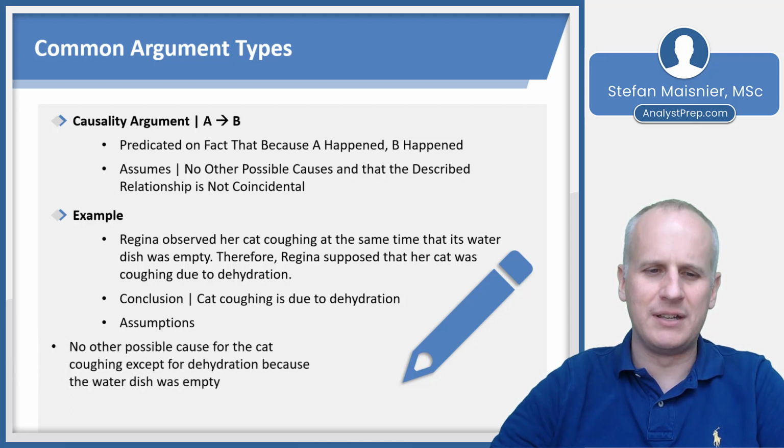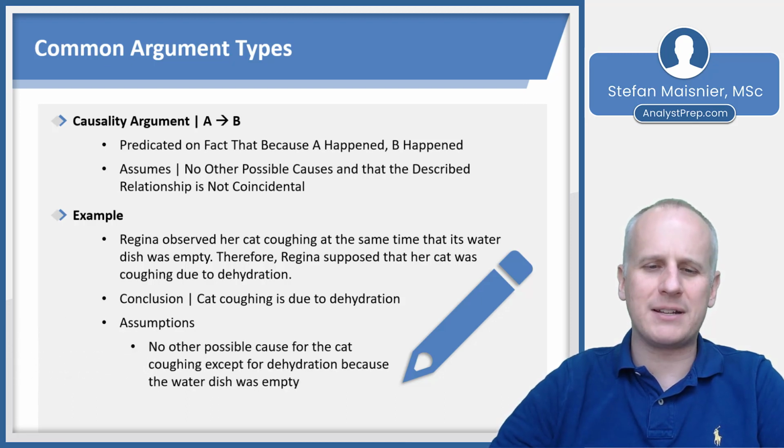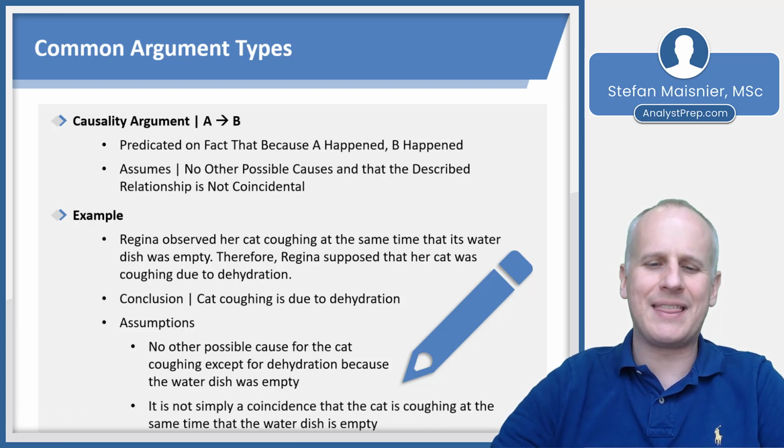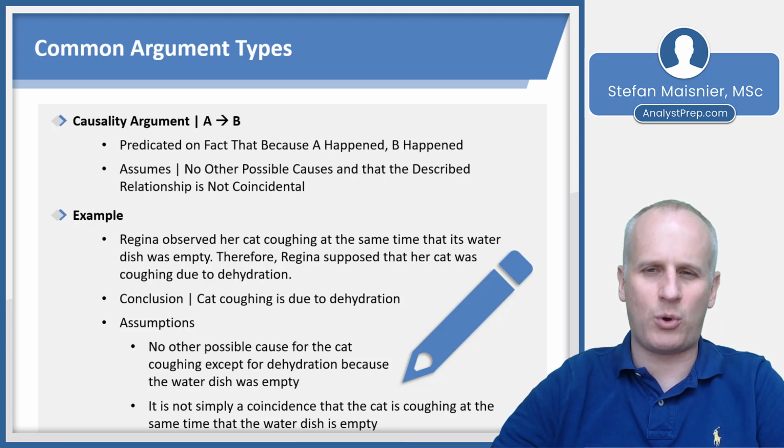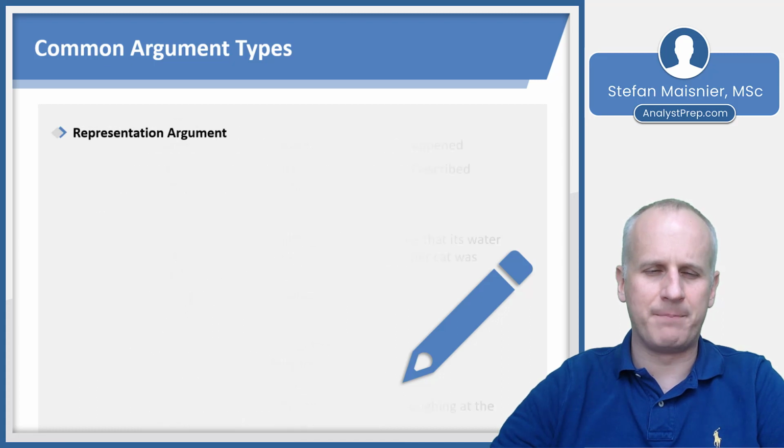Now, our assumption is that there's no other possible cause for the cat coughing except for dehydration because the water dish was empty, and that it's not simply a coincidence that the cat is coughing at the same time that the water dish is empty. So these are your general assumptions and the way that a causality works, and you can pretty much make any argument that is presented into a causality if you don't see one of the other types immediately present.